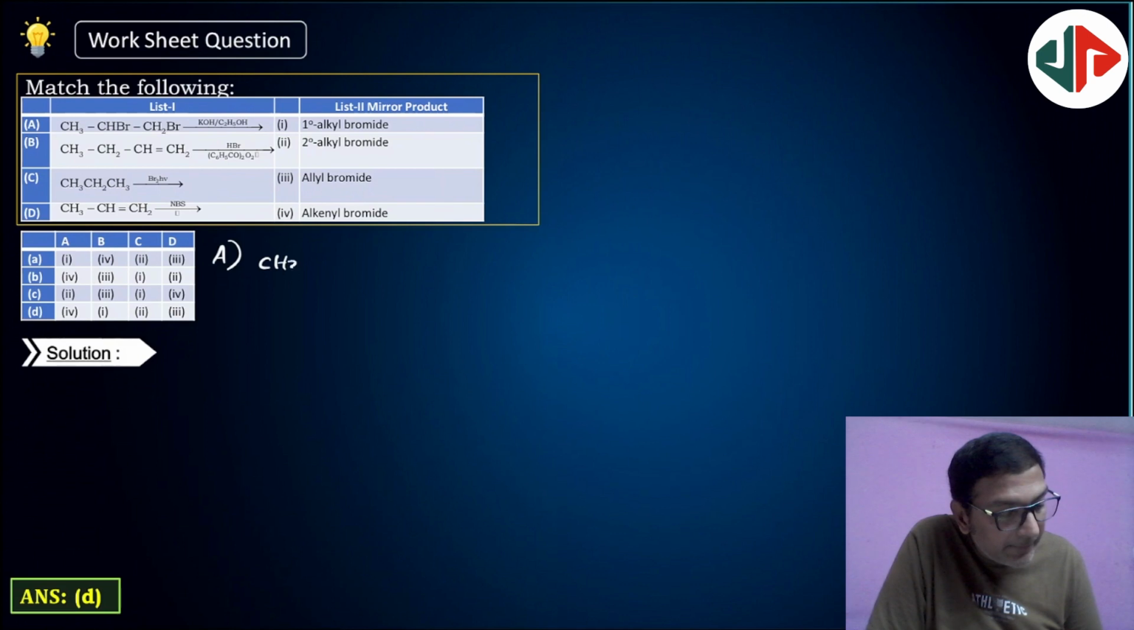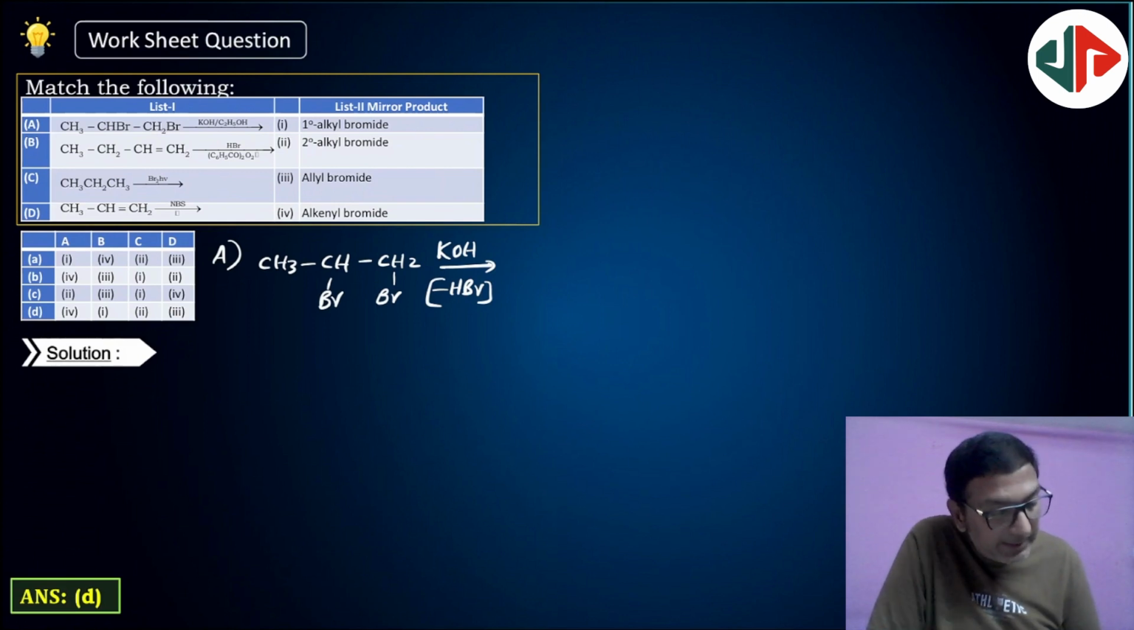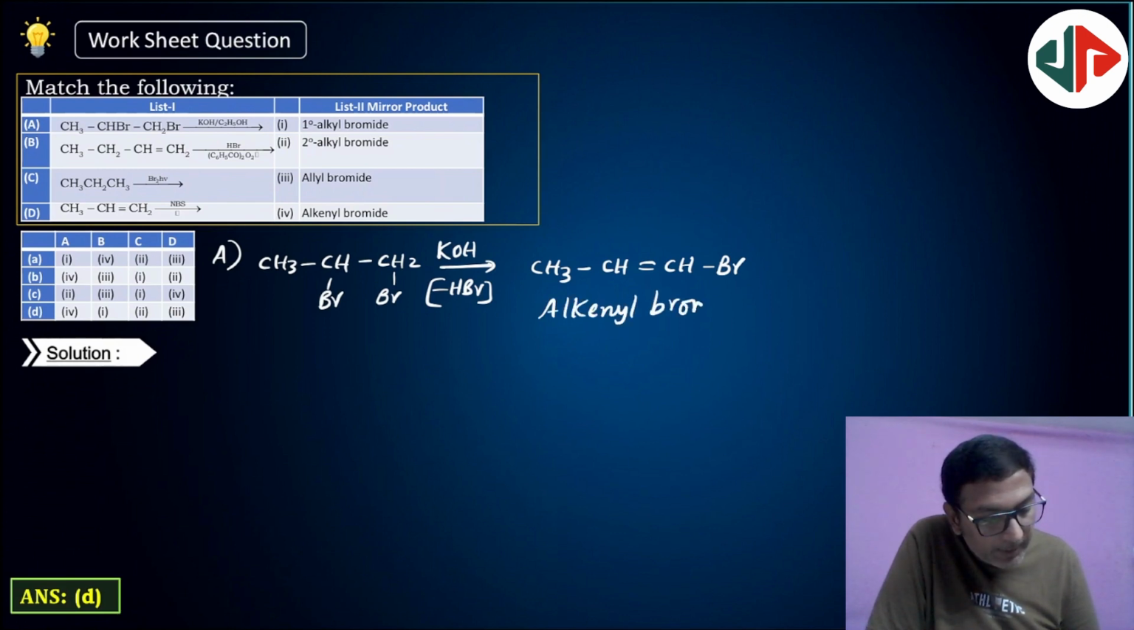First CH3, CHBr, CH2Br, which is with alcoholic KOH. So minus HBr will be removed. Therefore it forms CH3, CH double bond, CHBr. Alkenyl bromide, which is 4.